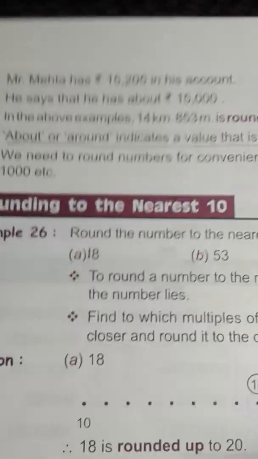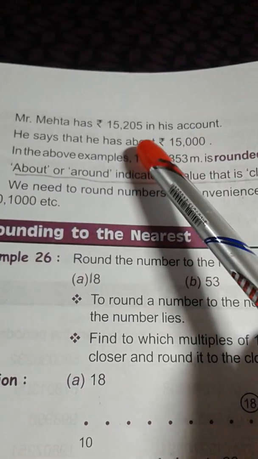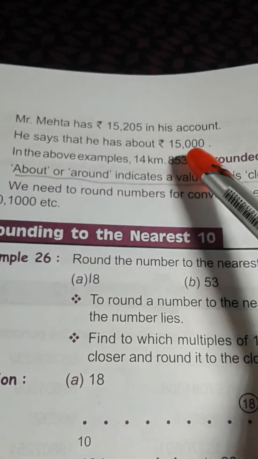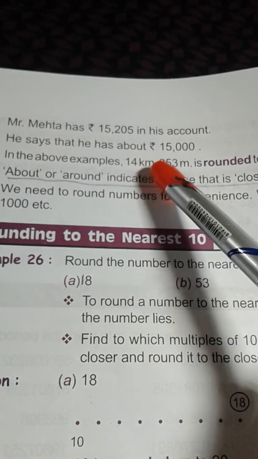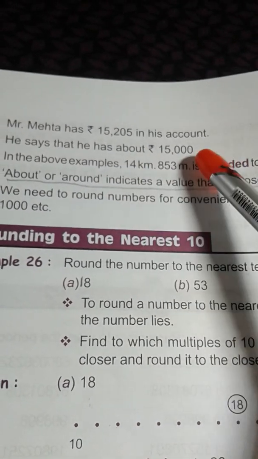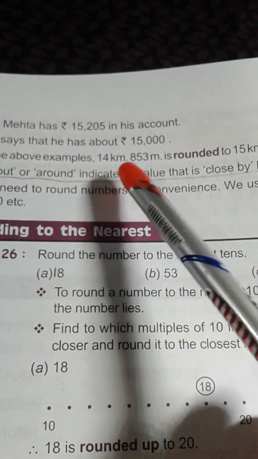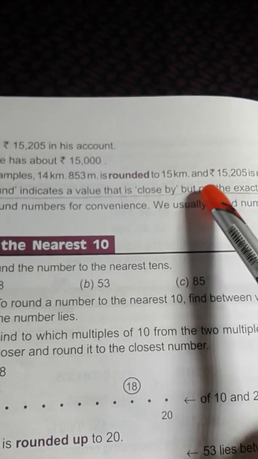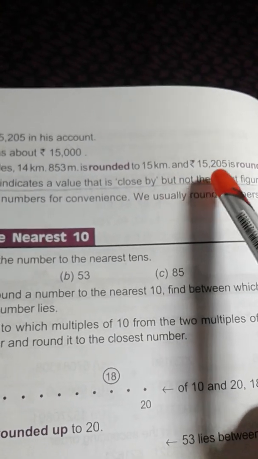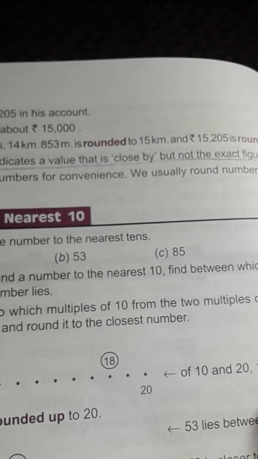Another example is given. Mr. Mehta has 15,205 rupees in his account. He says that he has about 15,000 rupees. In the above examples, 14 km 853 meters is rounded to 15 km and 15,205 rupees is rounded to 15,000 rupees.